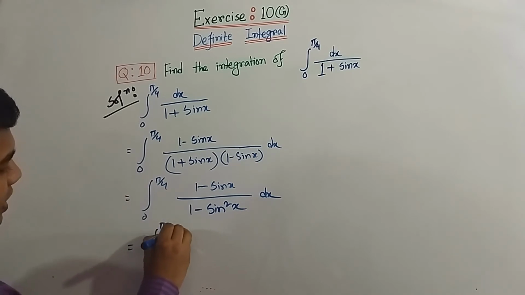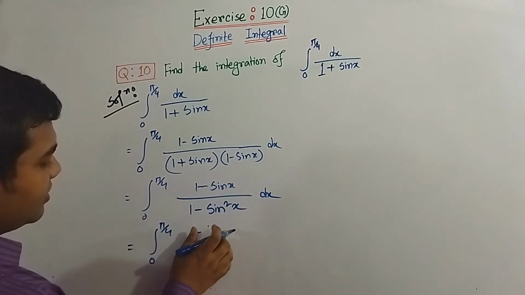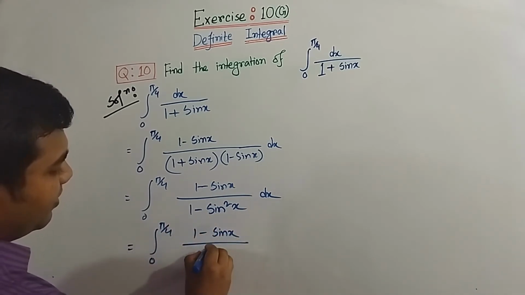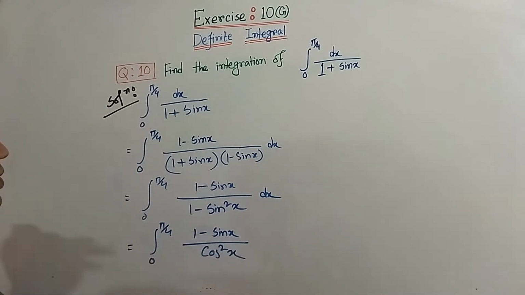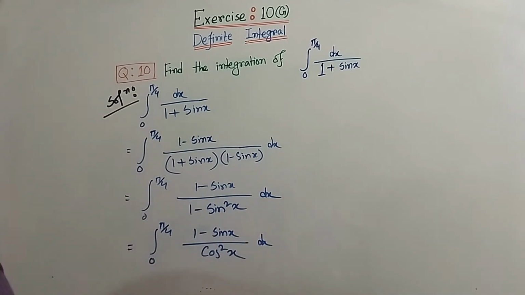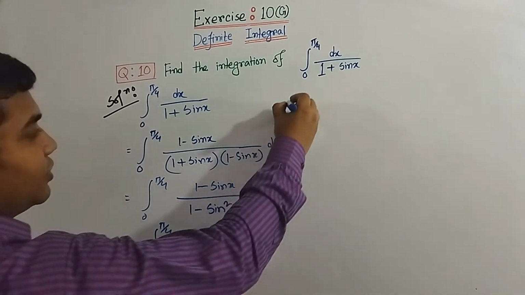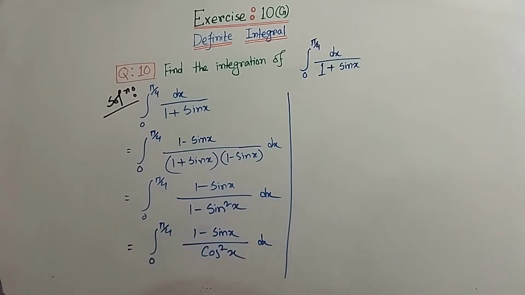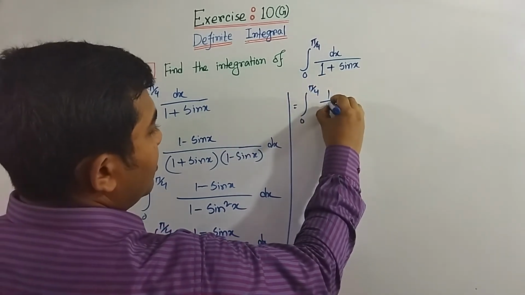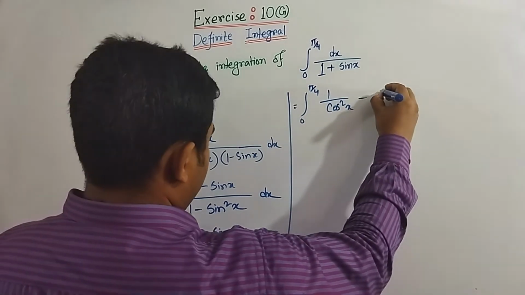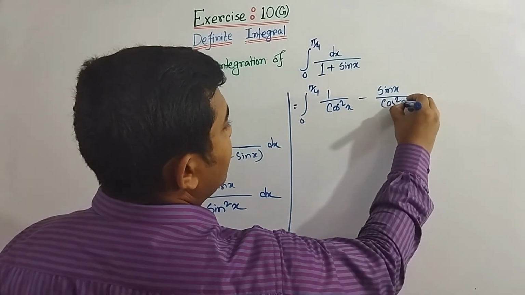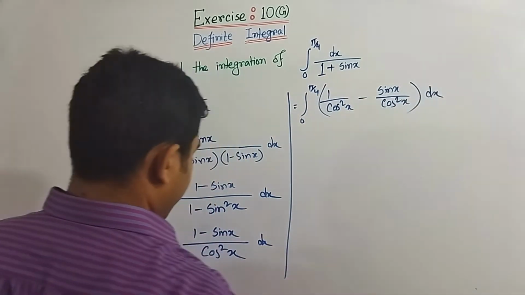So you all know that 1 minus sin x divided by cos square x. My dear students, 1 minus sin square x is cos square x, you know it very clearly because sin square x plus cos square x equals 1. From that you can write it as cos square x. Now we can divide it in which way? So from 0 to pi by 4, 1 by cos square x minus sin x by cos square x into dx.